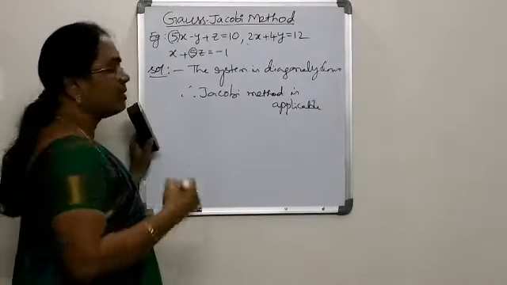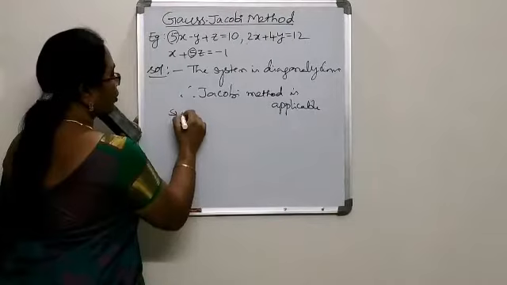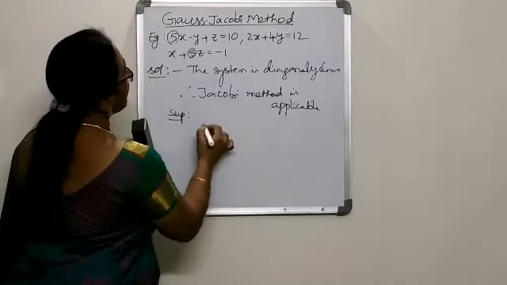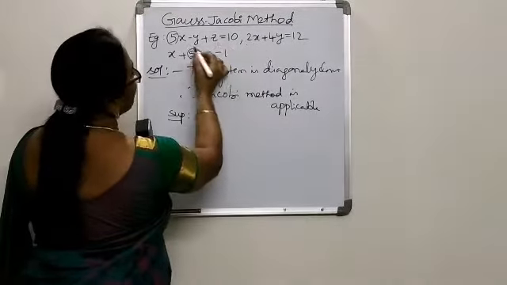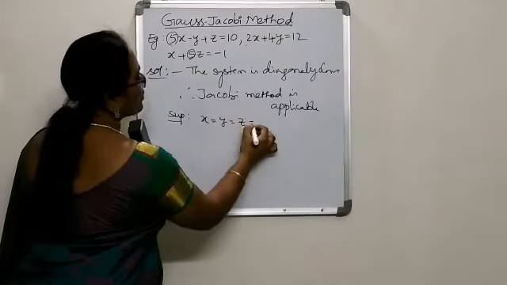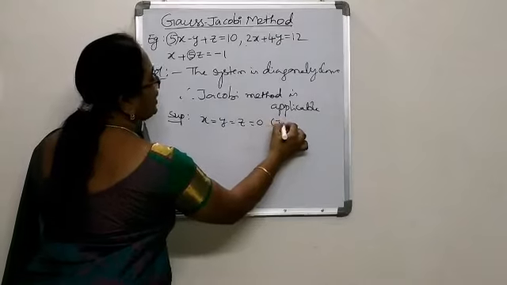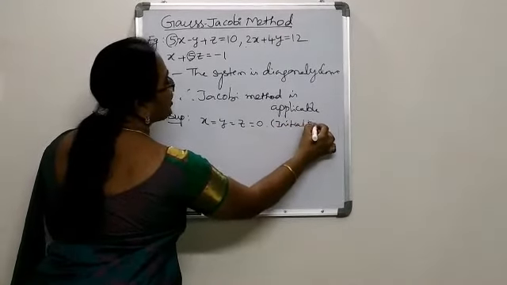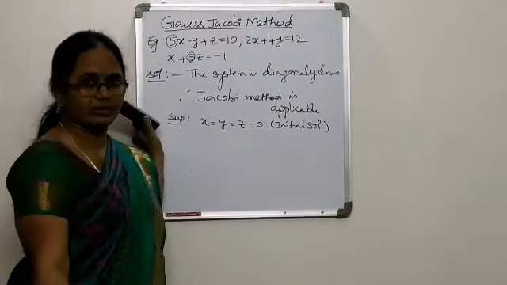Now in order to apply the method, we initially suppose a solution. Because the variables in the system are x, y, z, let us suppose that x equal to y equal to z equal to 0 is the initial solution of the given system. This is our assumption, right?